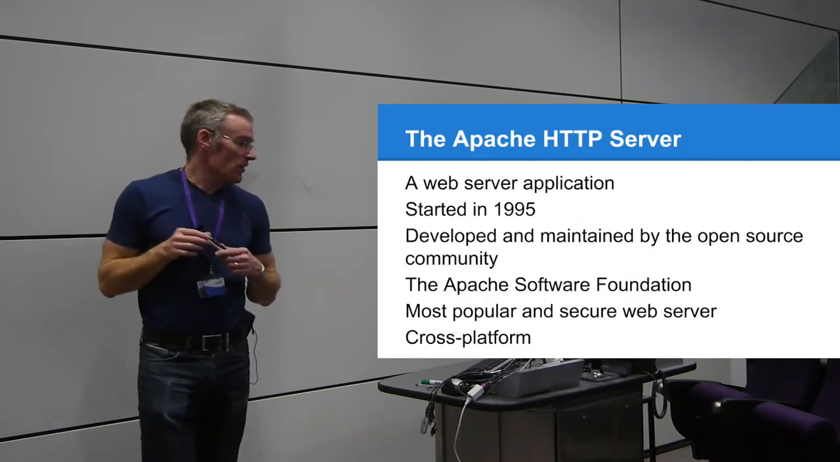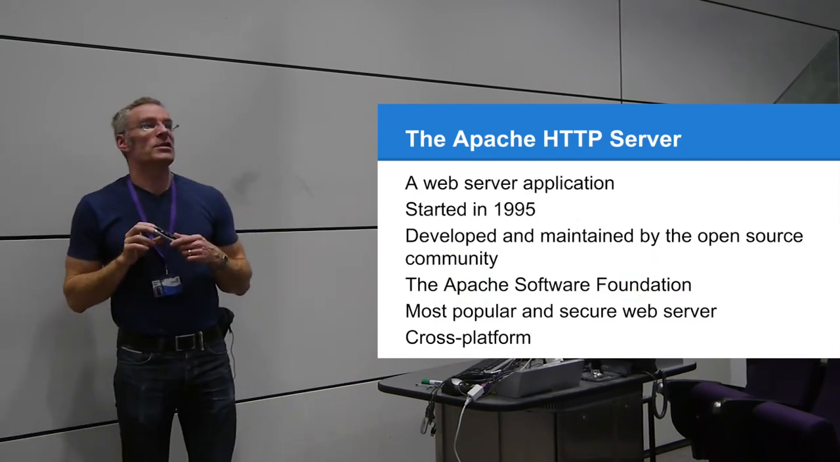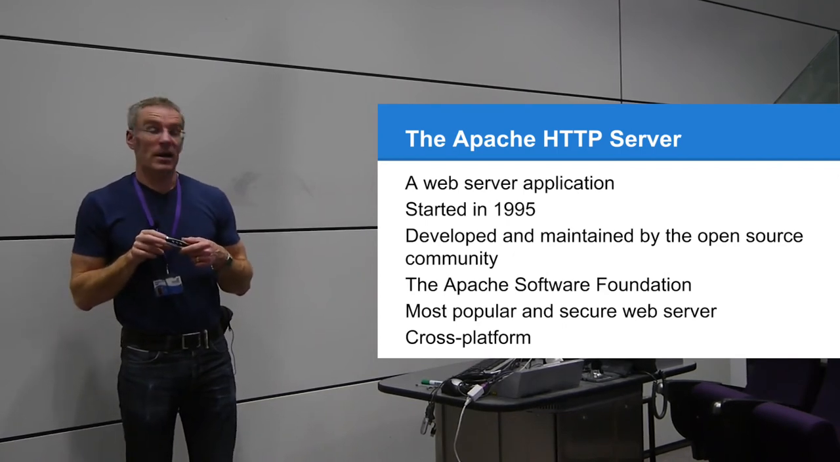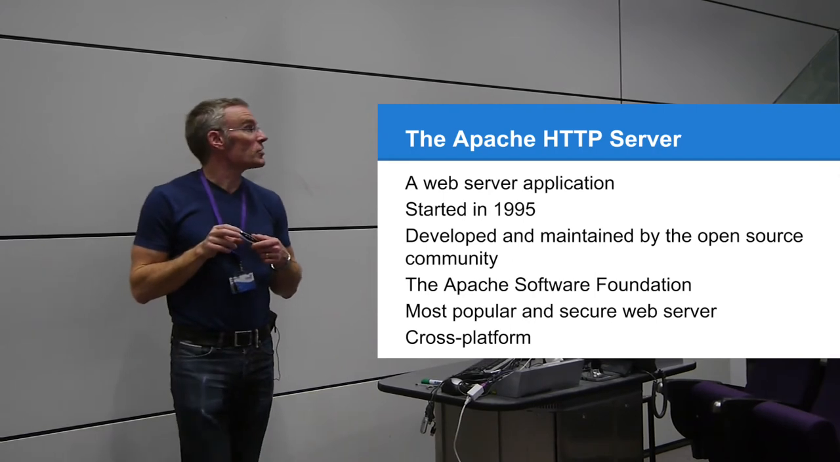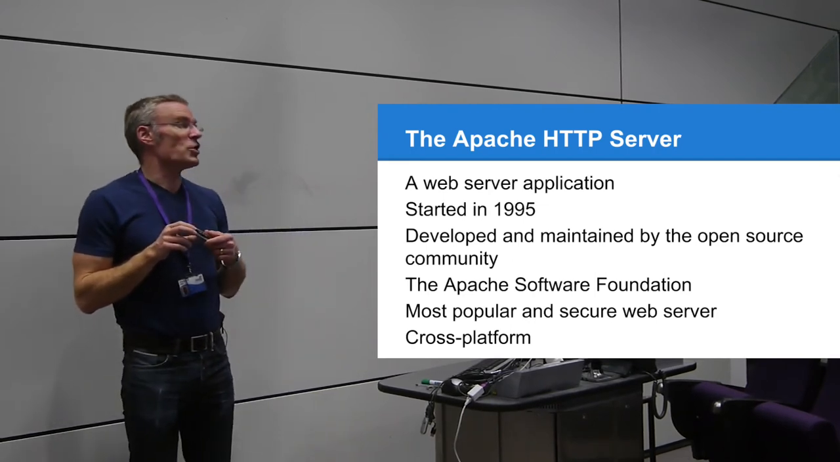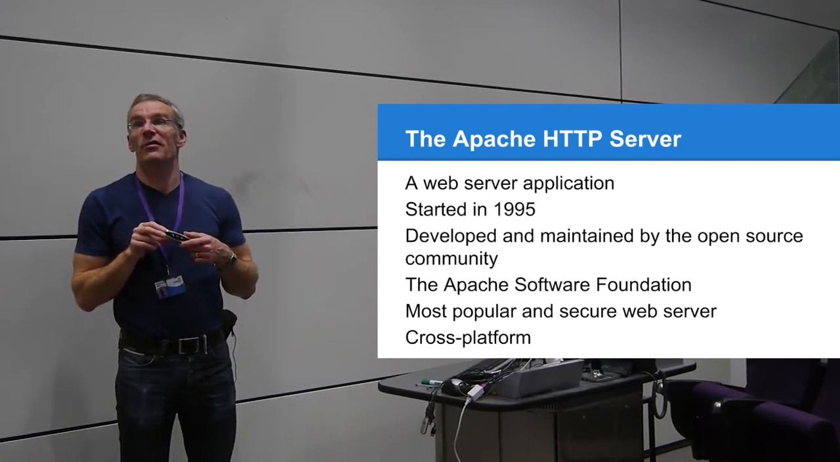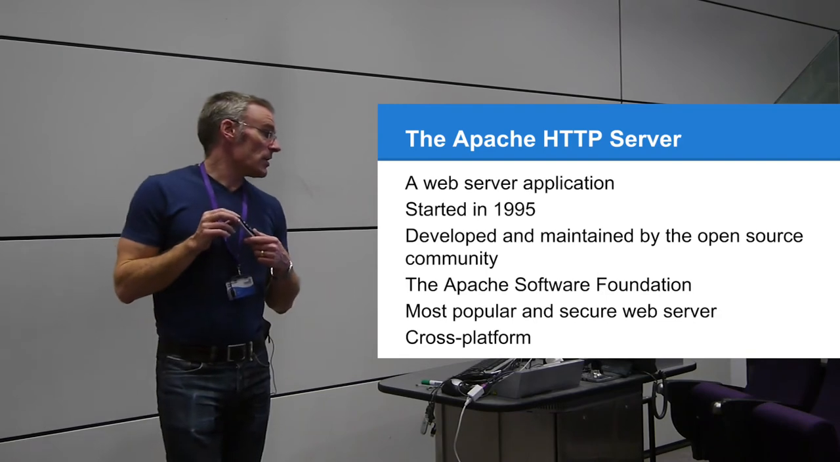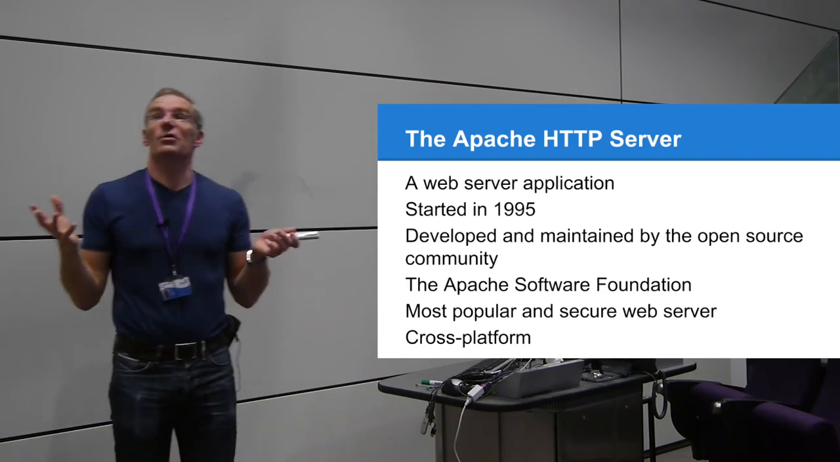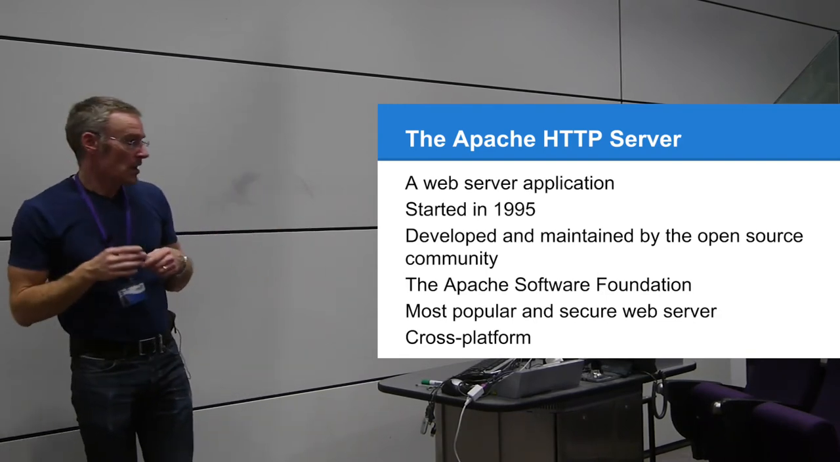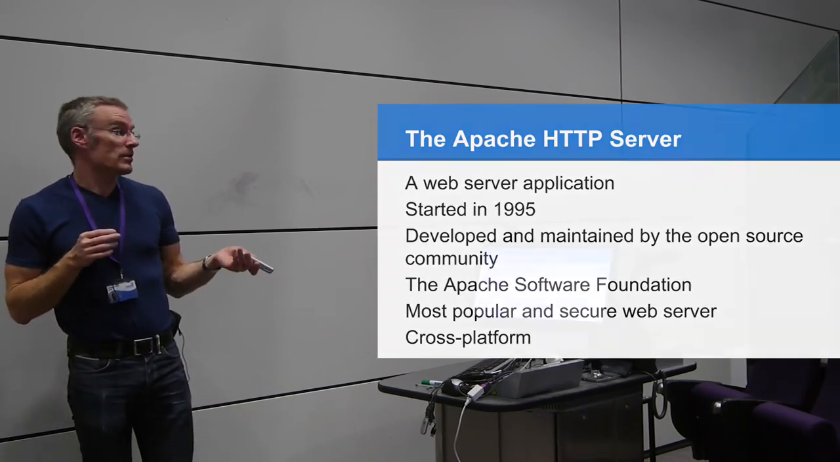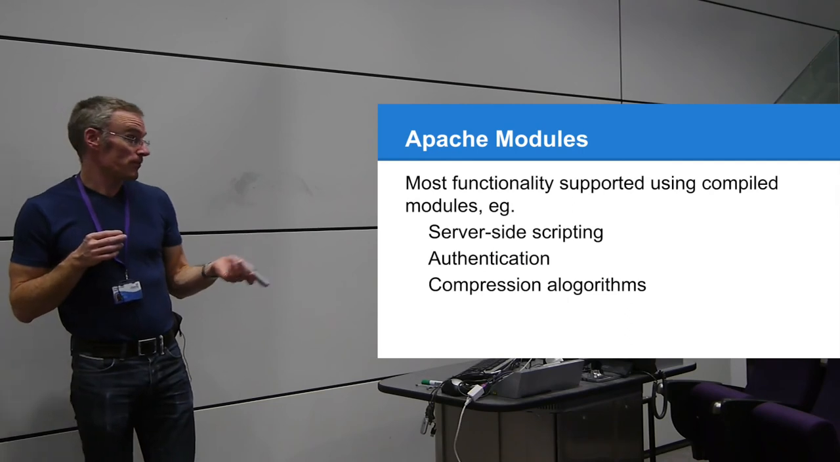Now, the Apache server started development in 1995, which was a year after the World Wide Web was invented. The original web server was called Mosaic, and this was called Apache because it was a patched HTTP server. They took the original server and patched it and fixed it. It's developed by an open source community, so it's completely open source. Anyone can download it and use it. And it's the most popular and secure web server on the planet, and it runs on any platform.